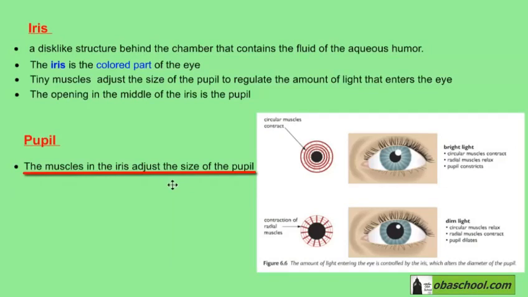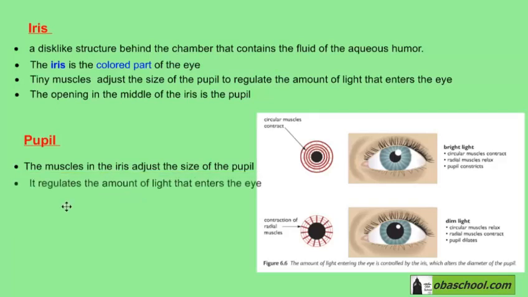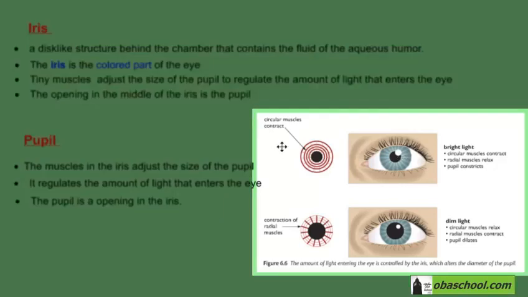The muscles in the iris will adjust the size of the pupil. The muscles can either make the pupil bigger or smaller. This regulates the amount of light that enters the eye. If the pupil is big, more light will be able to enter the eye. If the pupil is small, less light will be able to enter the eye. And this is regulated by the iris, and this is how the iris controls the amount of light that enters the eye. So the pupil is actually an opening inside of the iris.